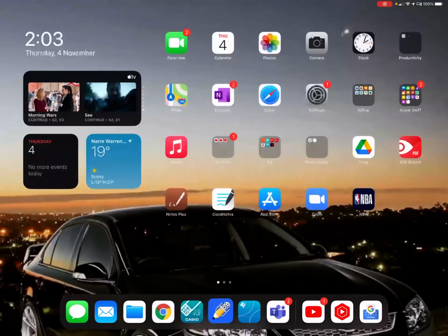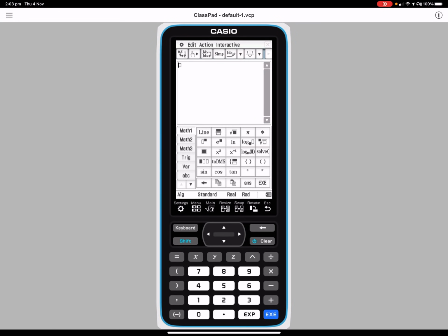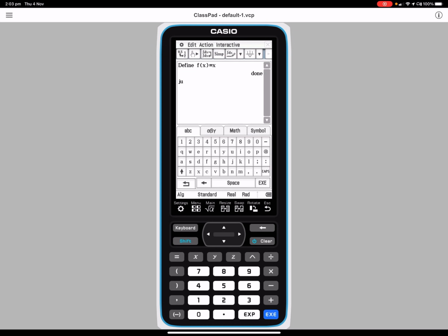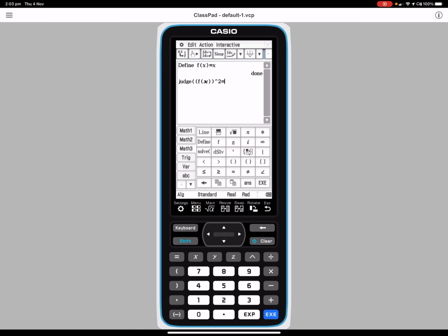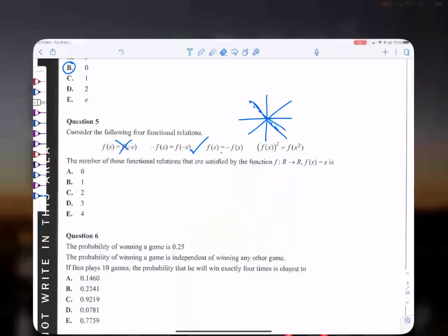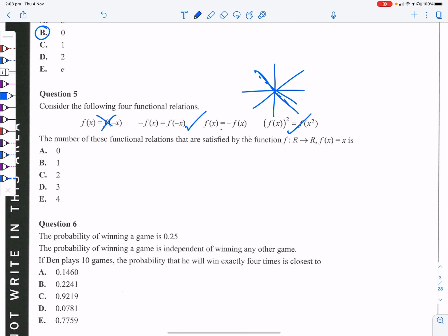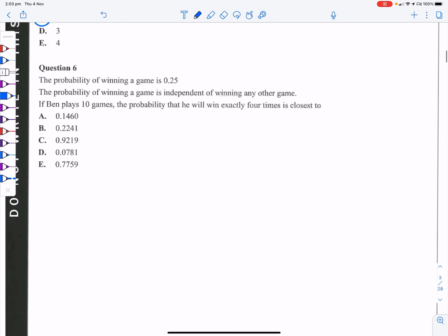So what we can do is use the judge function in our calculator. So x, define it, and then say judge f of x all squared equals f of x squared. True. Okay, so we know it's twice there and there. I just had a mental blank. I wanted to make sure it was right.